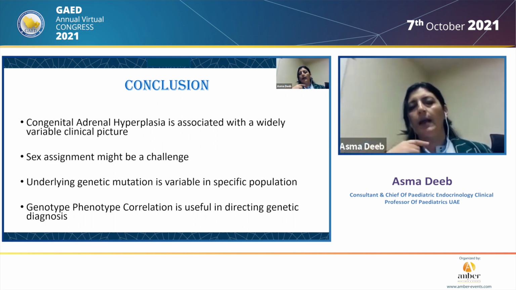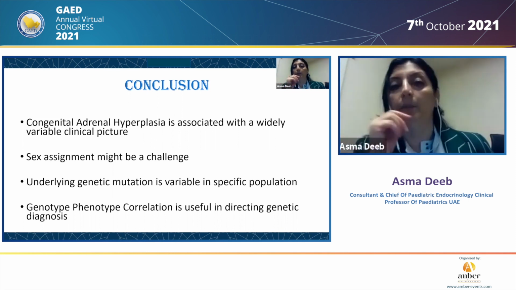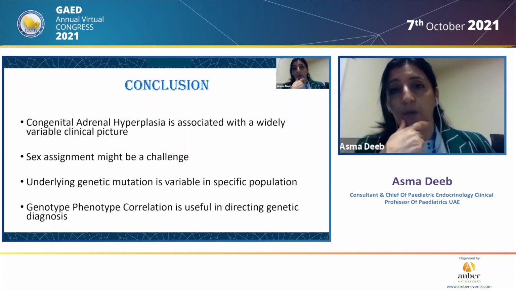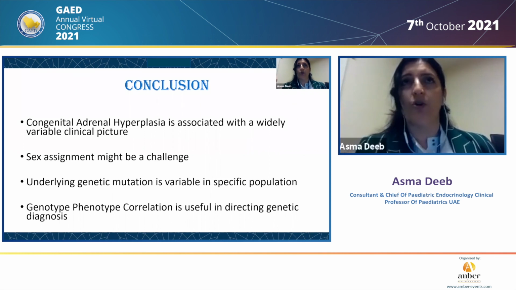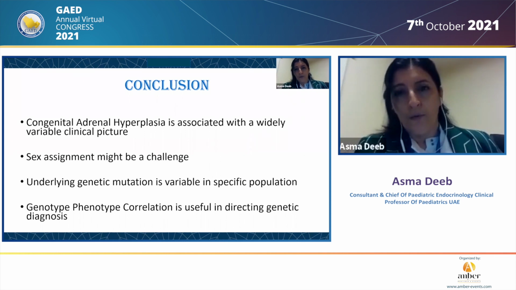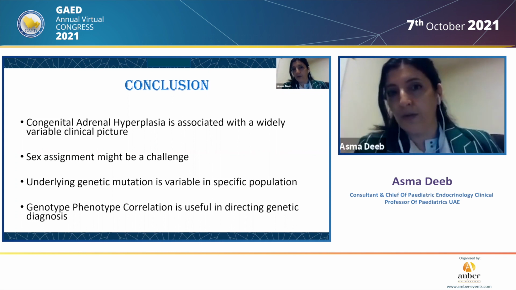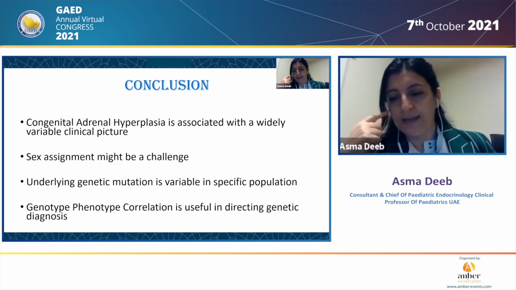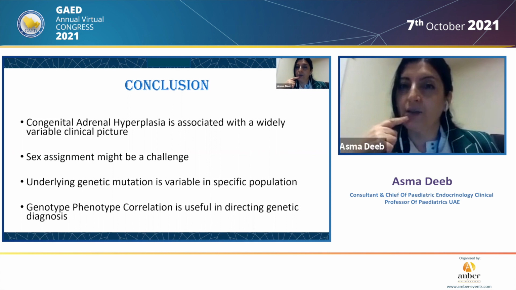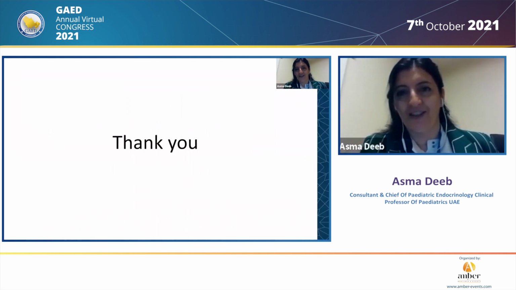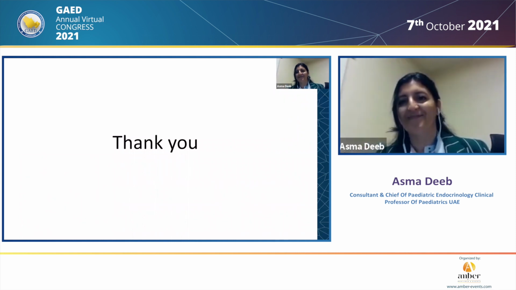And the underlying genetic mutation is variable in specific populations, but knowing the correlation is very important because that helps us not only to diagnose further family members, but it helps us to direct and counsel patients and predict complications and severity of the disease. And with that, I stop, ladies and gentlemen, and look forward to your comments and questions. Thank you very much indeed.